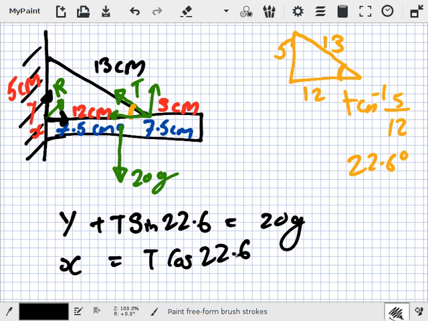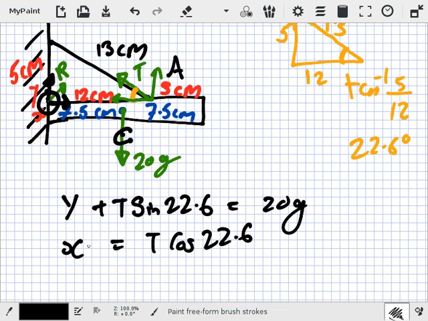Y plus T sine is 20g, we've done that one. So what's the other one? The turning force. Where will we take our turning point? I'll take it here. So is this guy clockwise or anti-clockwise? Clockwise. This one we don't care about. This one here? Anti. So those two should equal.